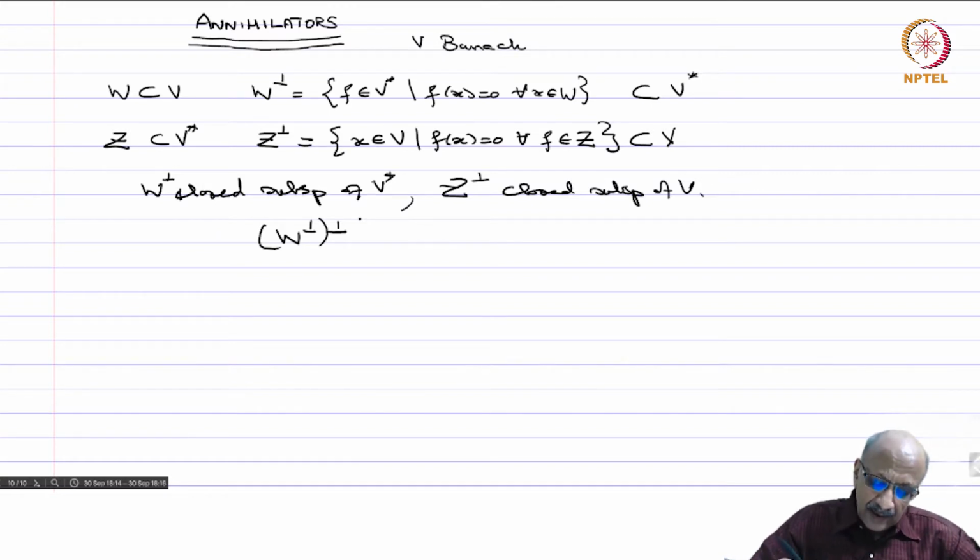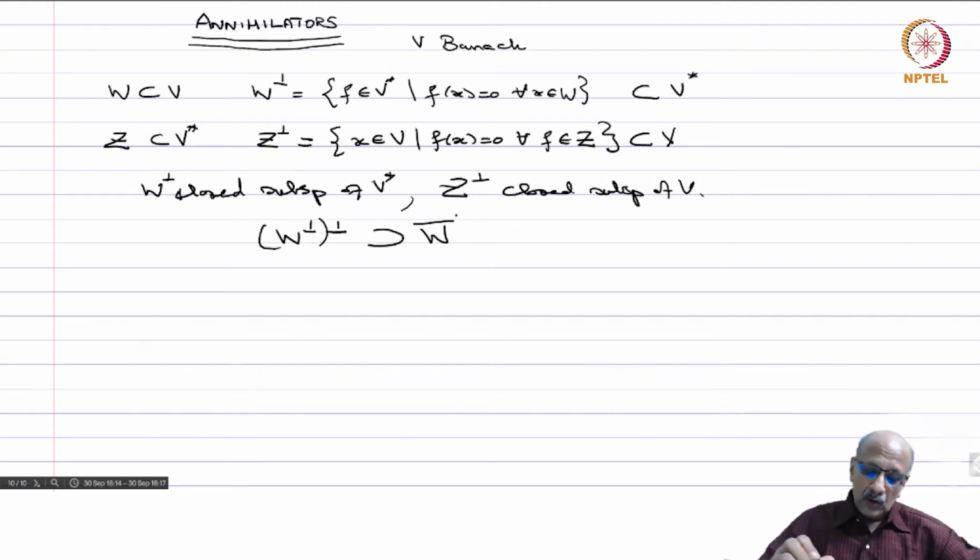So if you take any element x in W, that will be killed. When I say killed, that means the evaluation is 0. So that will be killed by every element of W perp, and that means it belongs to W perp perp. So W perp perp contains W. Because if x is in W, then for every element in W perp, f of x will be 0, and therefore x has to be in W perp perp. Since the perpendicular is a closed subspace, and it contains W, it will also contain the closure.